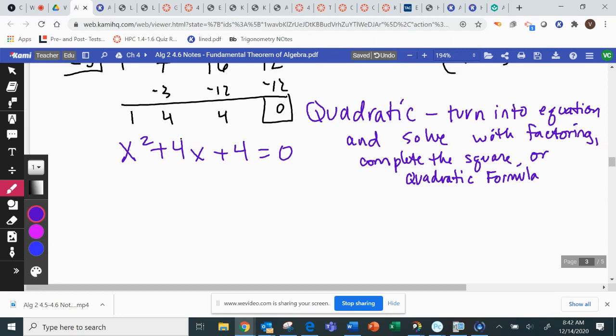I will always try factoring first because factoring is the easiest and takes the least amount of time. If it factors, I'm going with that. It's going to be x and x. It'll definitely be plus and plus. Go through my factoring steps. This one does factor: 2 and 2.